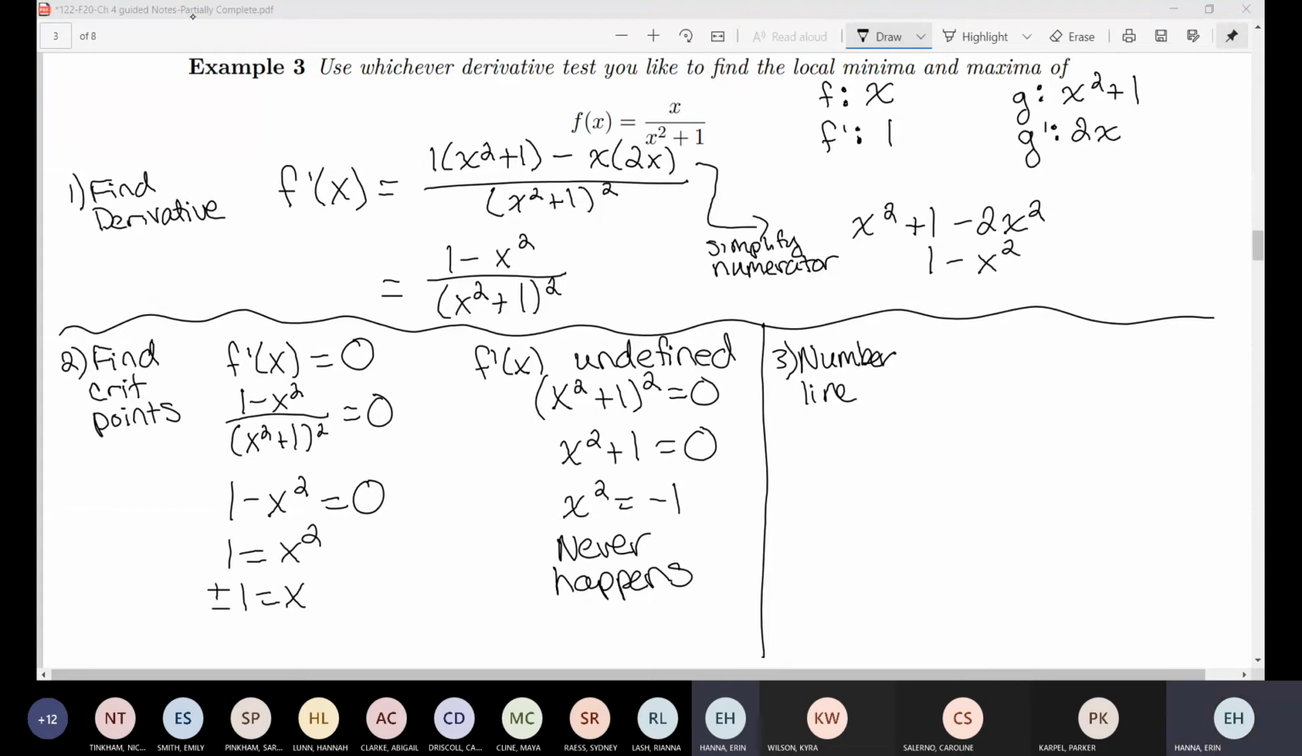Okay, so we've got a number line. I like to label it with F prime so I remember where I'm plugging things in. And the only critical points we had were at -1 and 1.